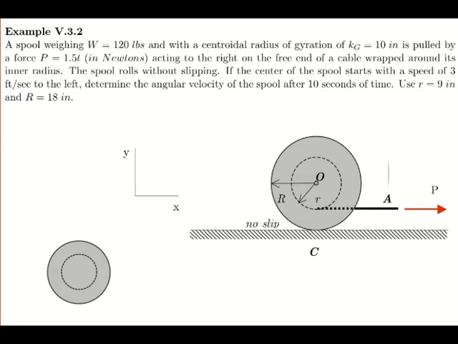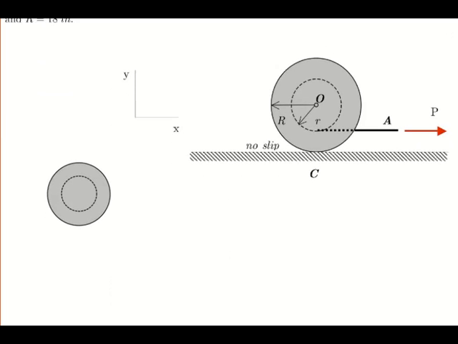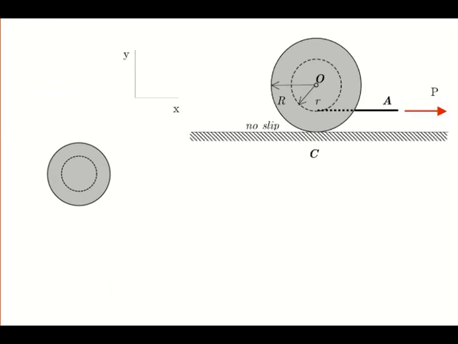In this example, we're pulling a spool to the right with this force P applied to the end of the cable, which is wrapped around the inner radius of the spool. We know that the spool rolls without slipping. The center of the spool is moving to the left with some initial speed, and we want to find the angular velocity of the spool after 10 seconds. So we're looking for a change in angular velocity in terms of time.